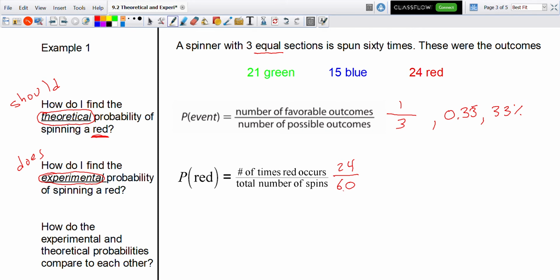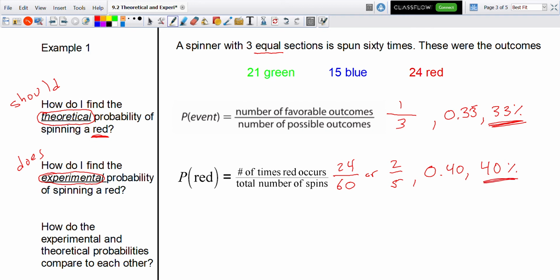Right? So if I were to reduce this one, divided by 12, to 2 out of 5, right? Or if I use my calculator, 24 divided by 60 is 0.4, or a 40% chance. So the thing here is that theoretically it should have landed on red 33% of the time. What should have happened was 33% of the time. It actually landed on it 40% of the time.